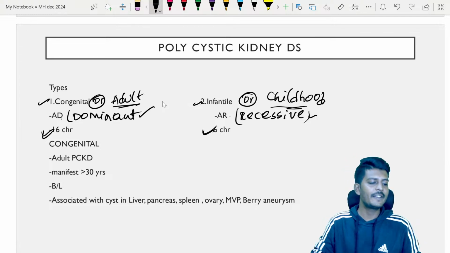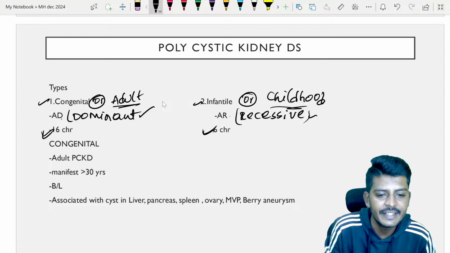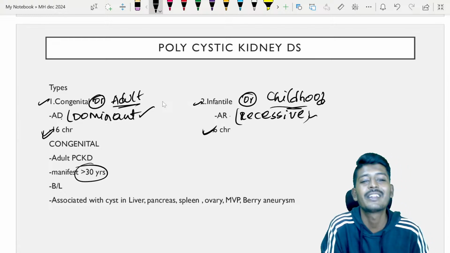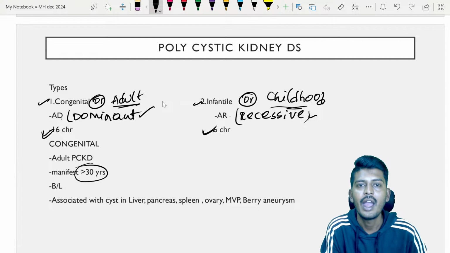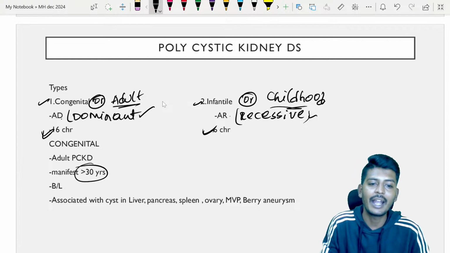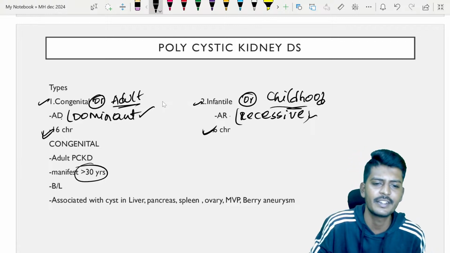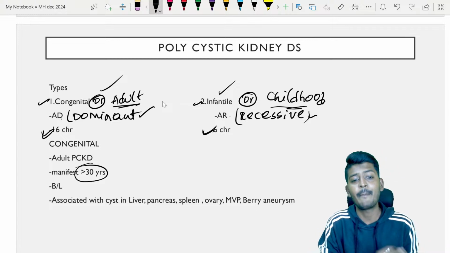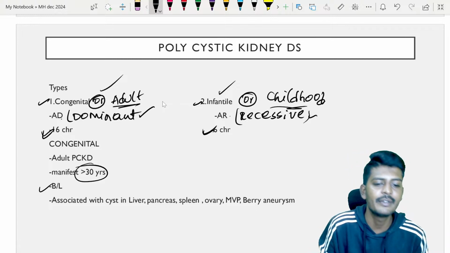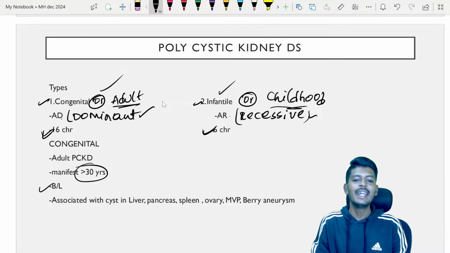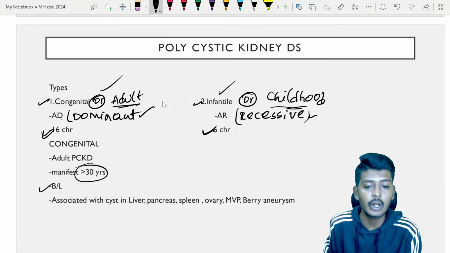Now when we are speaking of adult polycystic kidney disease, it will usually manifest after 30 years of age, after the third decade of their life. And always remember, both of these diseases, adult type and infantile type, are bilateral, meaning they involve both kidneys. It can be associated with cysts in other locations.